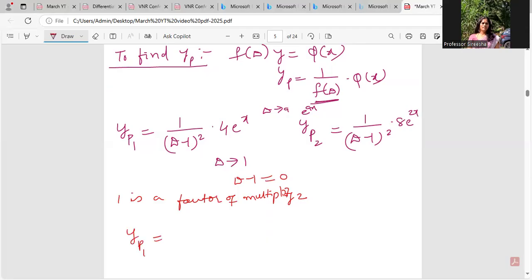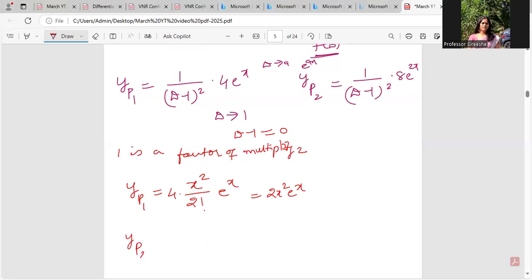Simply I'll just write yp1 as x squared by 2 factorial. Of course, 4 is a constant, can be taken out, e power x. Of course, I can cancel out 4 and 2 as well and rewrite it as 2x squared e power x. Yp1, that is.